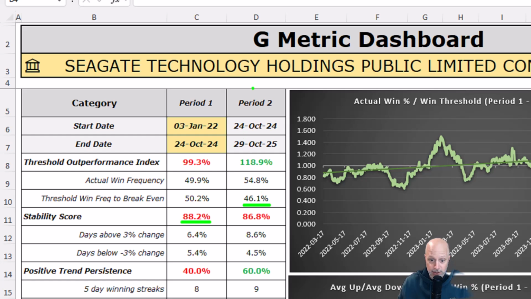Also, if we look at period 2, it had 8.6% days above 3% and then 4.5% days below negative 3%. So it didn't get any more stable in this period 2 where it performed better, but it's still quite a volatile stock. So let's get those lines out of there.